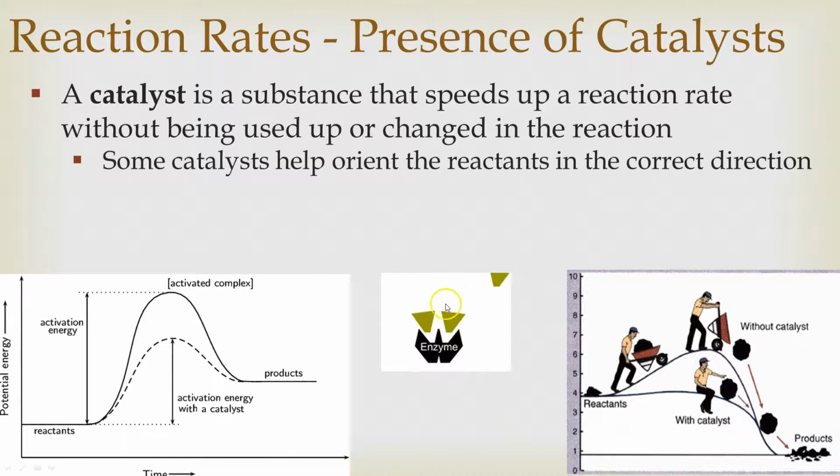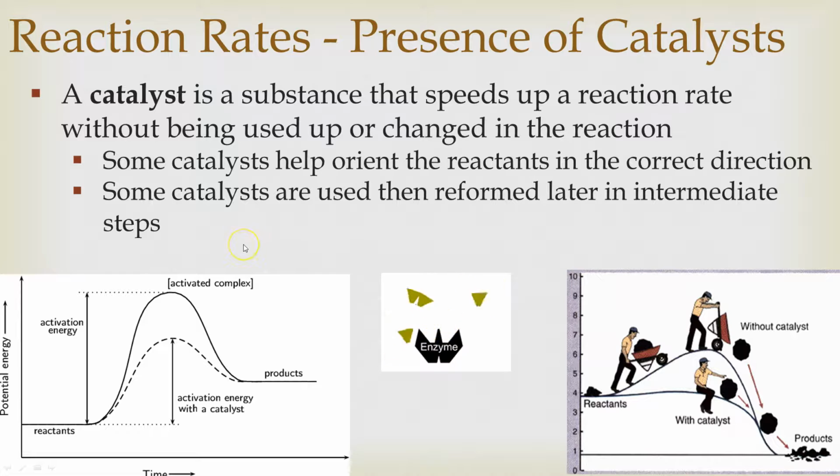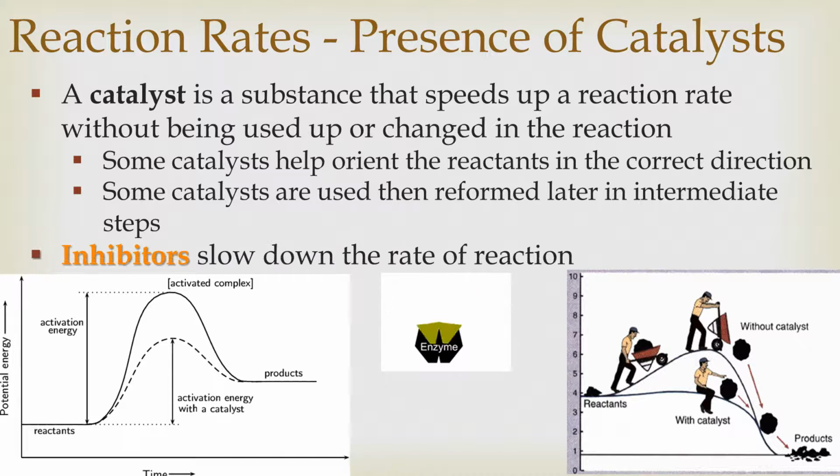We have an enzyme and we're trying to make this product right here. An enzyme just facilitates that by making sure that they're lined up correctly. Some catalysts are then reformed later, so you can have something that's consumed and then made again later on in the reaction. If at the end you start with it the same way you ended with it, that's going to be a catalyst. It's not actually used up.